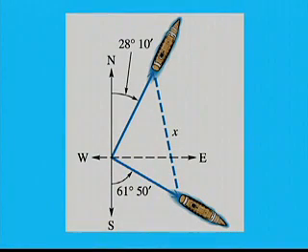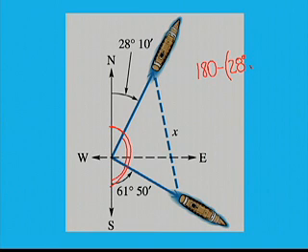In the diagram, we see the three angles, including the angle between the ships, which I'm labeling with this red arc. We know that all three angles, which I now label the other two with the red arc, must add up to 180 degrees because they form this total angle right here. We already have two of them, so I want to take 180 and subtract from that the sum of the other two angles, 28 degrees, 10 minutes, plus 61 degrees, 50 minutes.